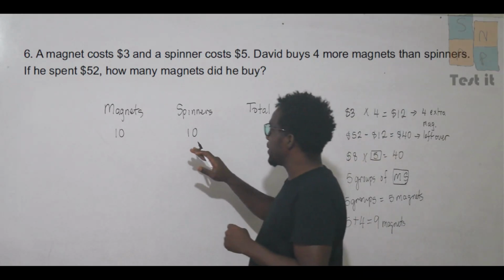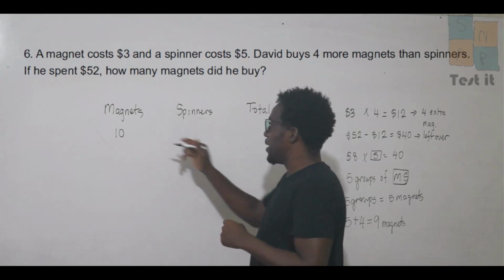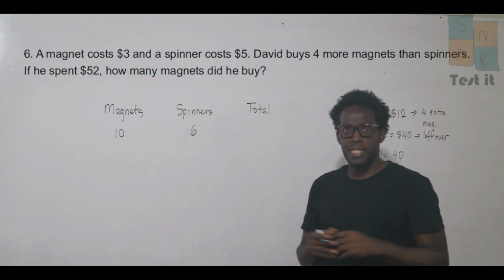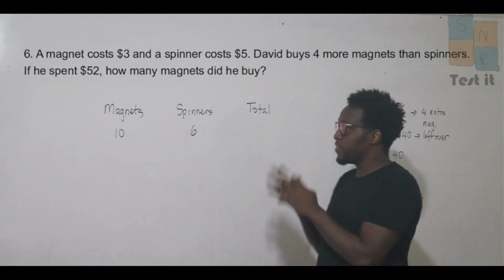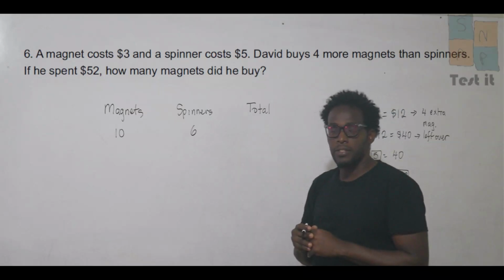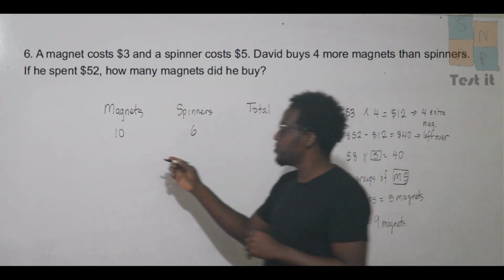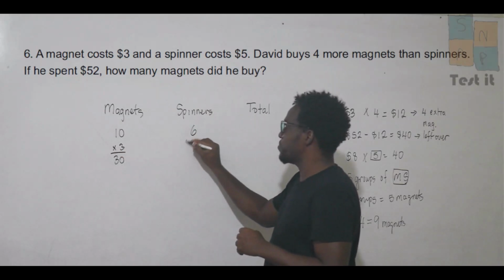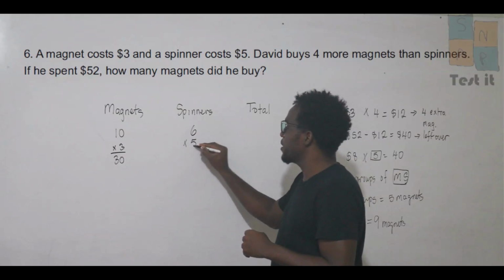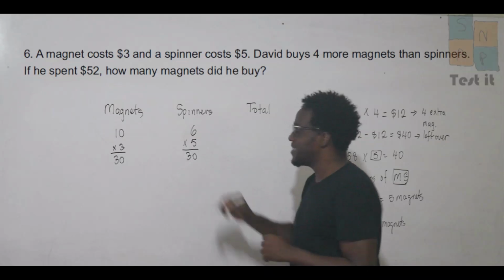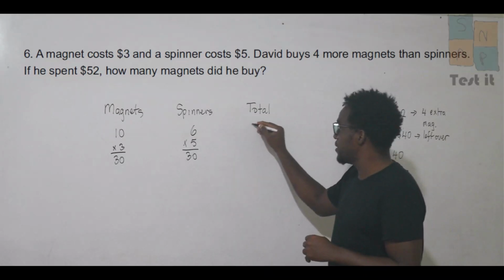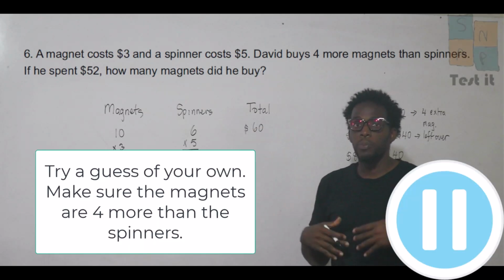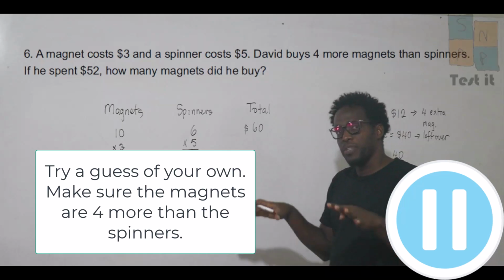We want to guess 4 more magnets than spinners. So a guess like this might be 10 magnets, and since this is 4 more, it's going to be 6 spinners. Something like that. When we guess here, we have to check, well, what's the cost of 10 magnets? 10 magnets would be 10 times 3, which is 30. Cost of a spinner is $5, and that gives us $60. Think about it. That's 30 and 30, $60. Now, this is definitely too high. We're testing and we're hoping we get 52. So we want to drop these amounts a little bit.